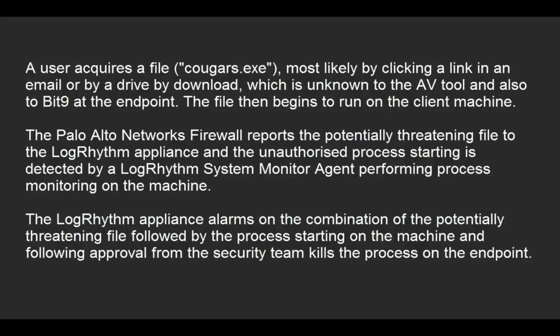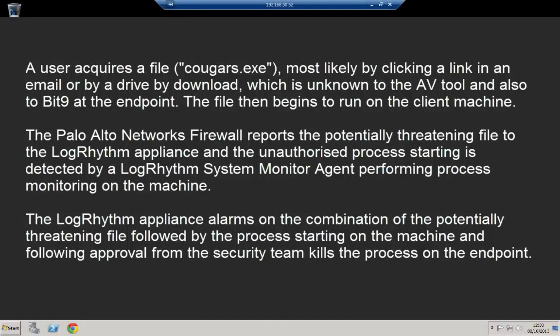The Palo Alto Next Generation Firewall reports the potentially threatening file to the LogRhythm appliance, and the unauthorized process starting is detected by the LogRhythm System Monitor agent performing process monitoring on the device itself. This is also logged to LogRhythm. As a result, the LogRhythm appliance alarms on the combination of the potentially threatening file followed by that process starting on the machine, and, following approval from the security team, kills the process on the endpoint automatically.